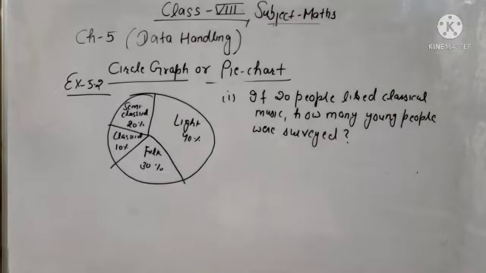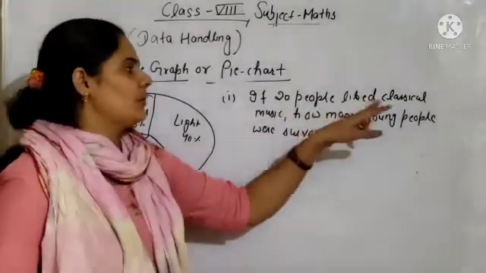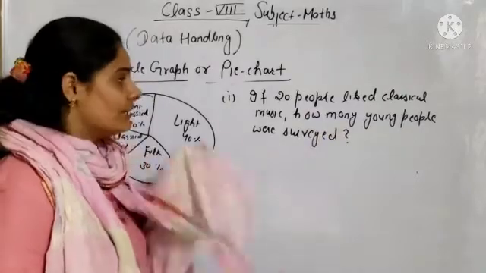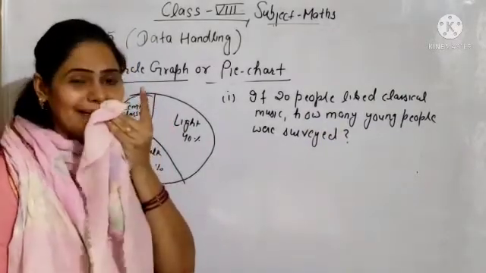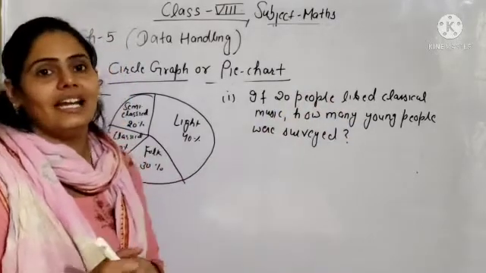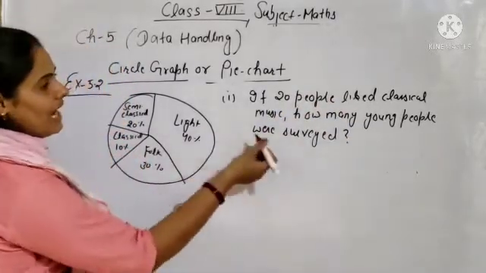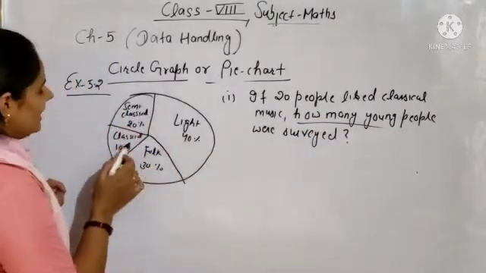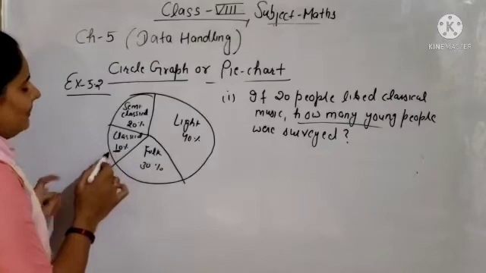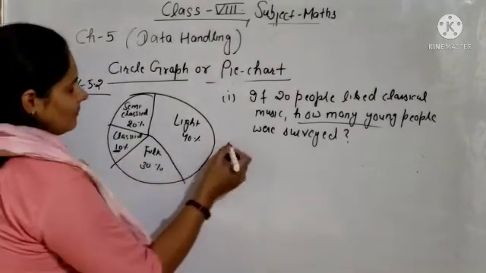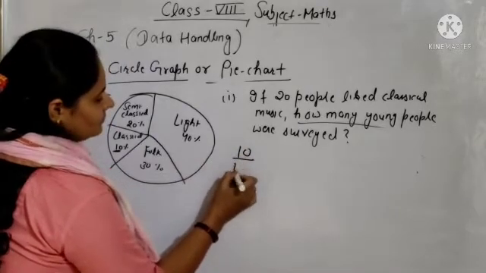So first question, it is given, if 20 people liked classical music, so how many young people were surveyed? कितने लोगों का young peoples का सर्वे किया गया, जिनमें से 20 peoples ने क्लासिकल म्यूजिक पसंद किया है. So here you have to find out how many young people, so total people. So first of all you can see here classical music is liked by 10% of people.